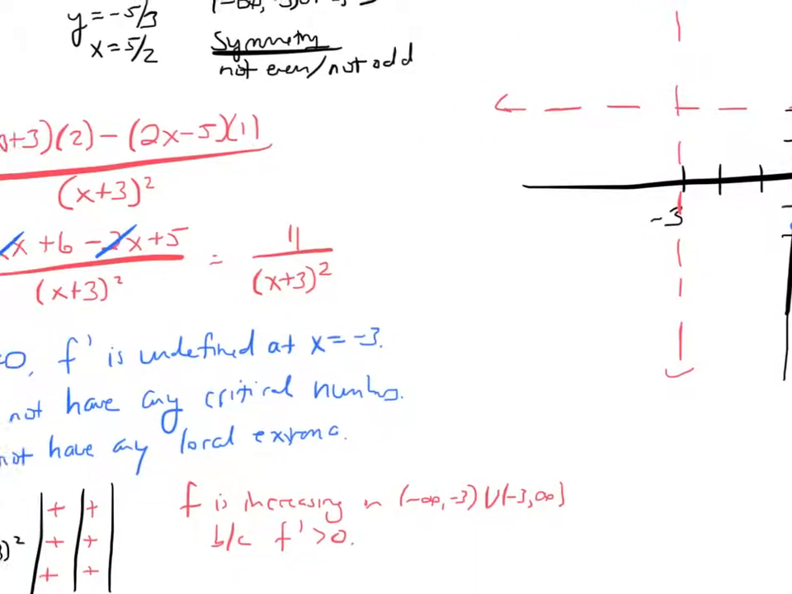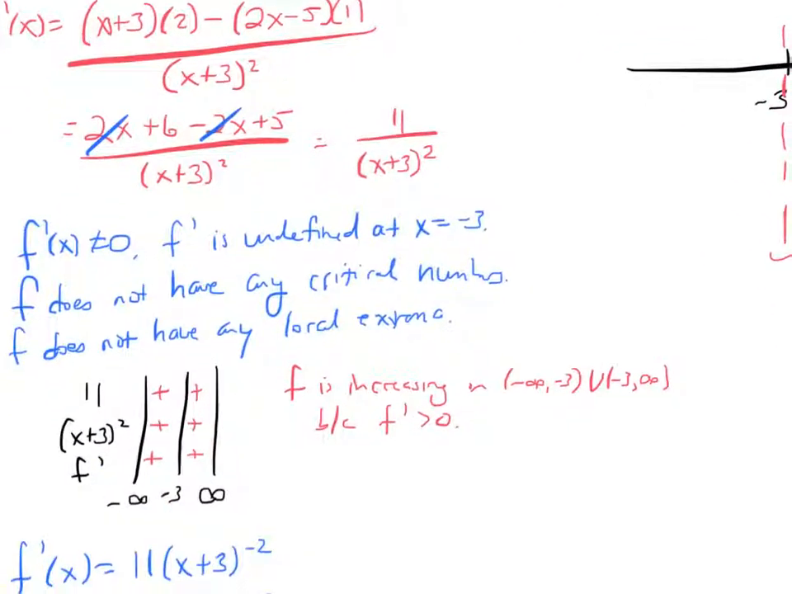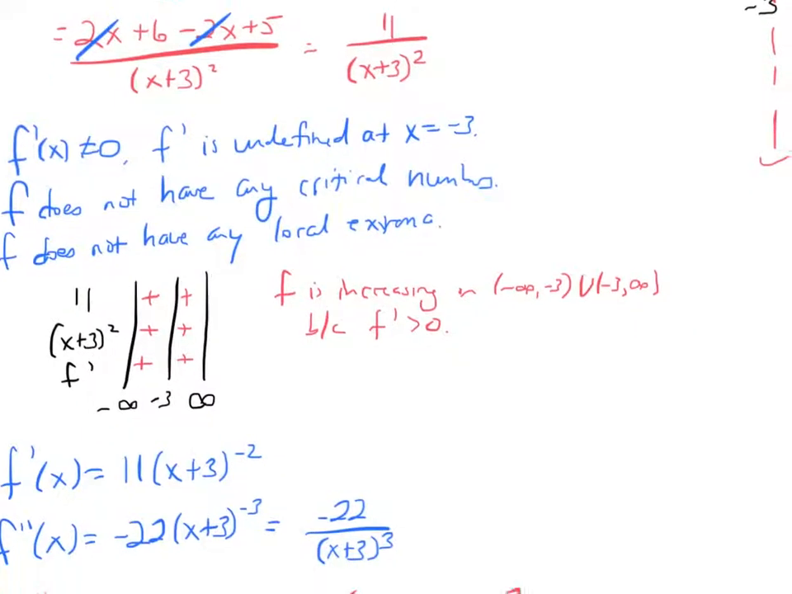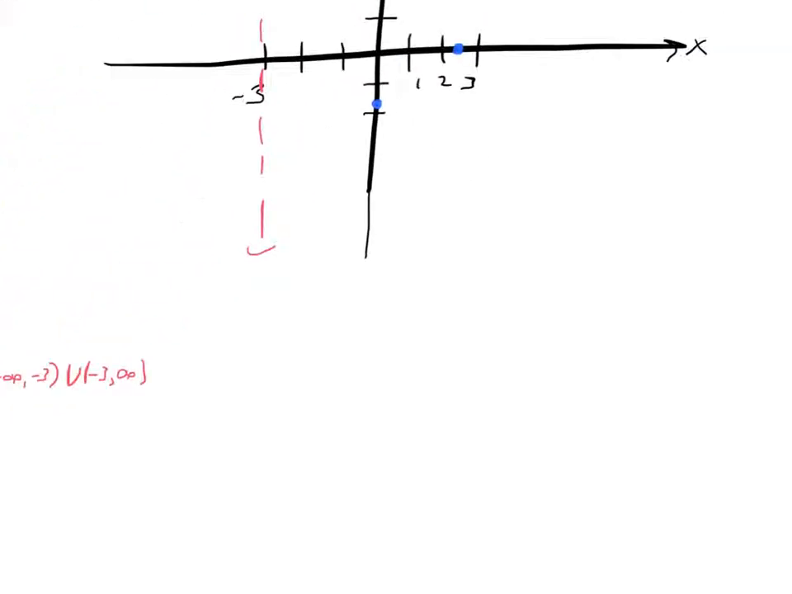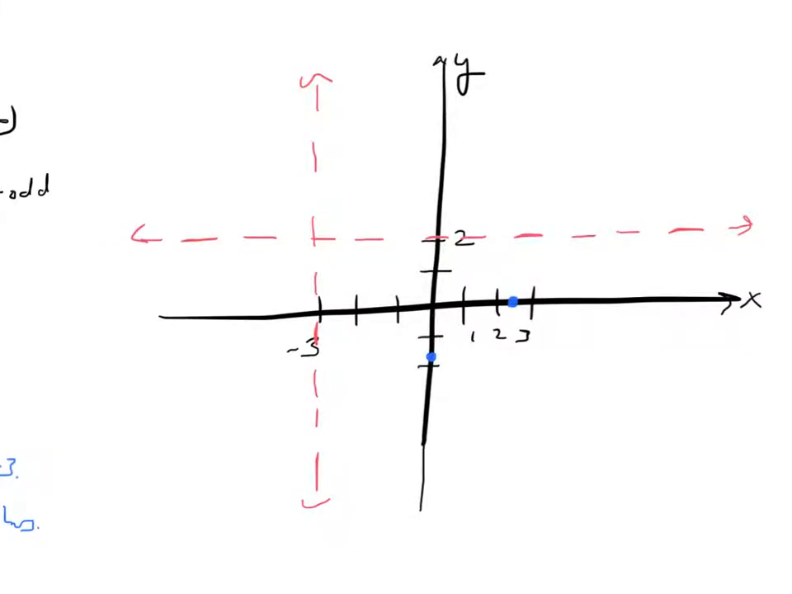Okay, so now we know that our function is always increasing on its domain, but that our graph goes from concave up to concave down at negative 3. So we need to go concave up in this section, concave down in this section, but always increasing. So this would have to look like this. Increasing here, concave up. Increasing here, concave down. And remember to label, and that's it.